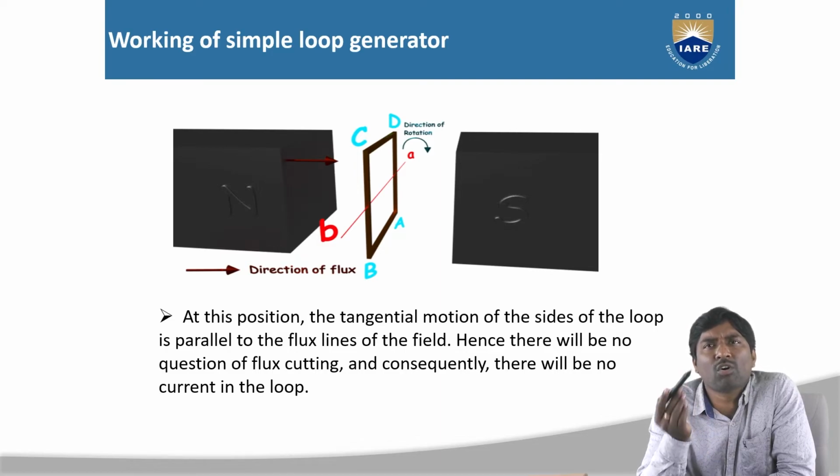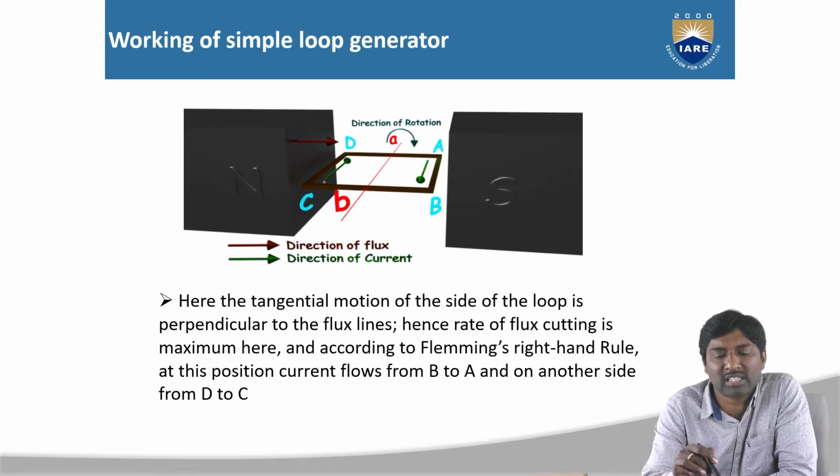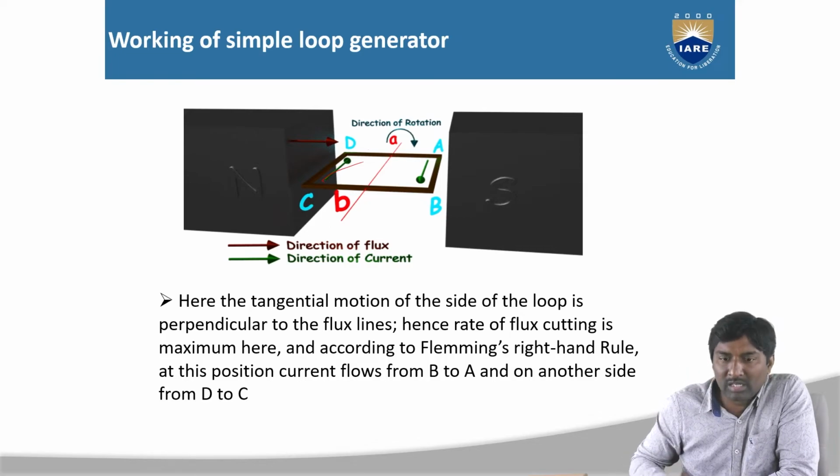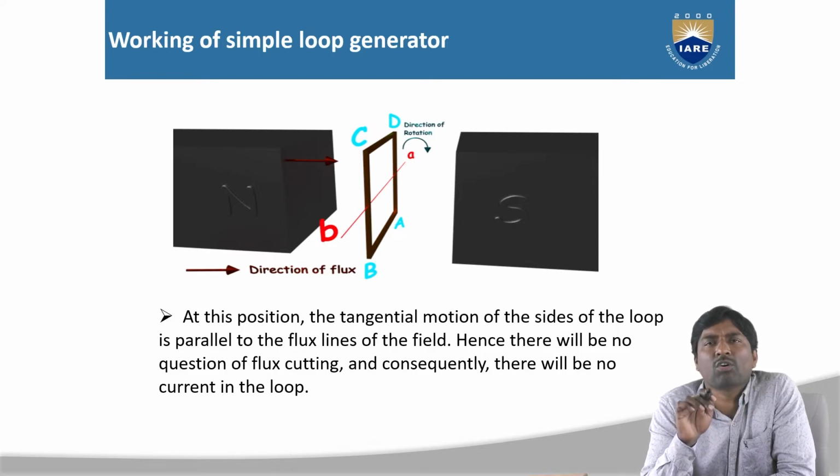Hence there will be no question of the flux cutting, and consequently there will be no current in this loop, compared to the previous loop. You can compare here. The current direction is in this vertical position. But in this direction, there will be no flux cutting, and consequently there will be no current in the loop. Okay.